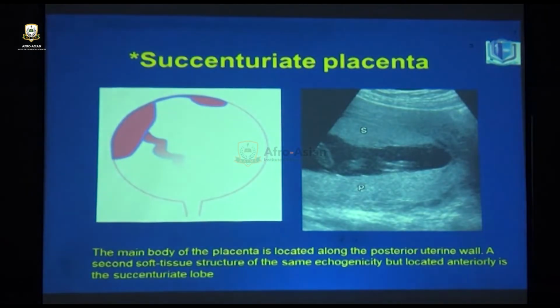This is how an accentuated lobe looks. There is a bigger lobe up here, see marker, and the smaller lobe, and these are connected by a thick membrane. Since nature is very kind, it has put the umbilical cord on the bigger lobe, so the baby survives and gets good nourishment. But we have to identify the smaller lobe, because if we don't deliver the smaller lobe, we're going to have postpartum hemorrhage.